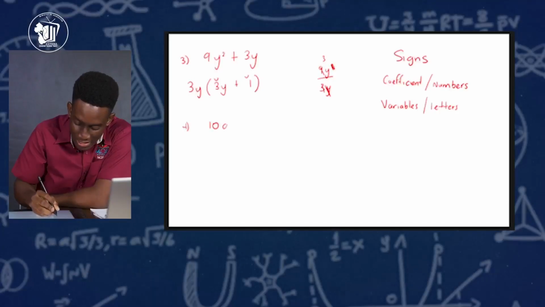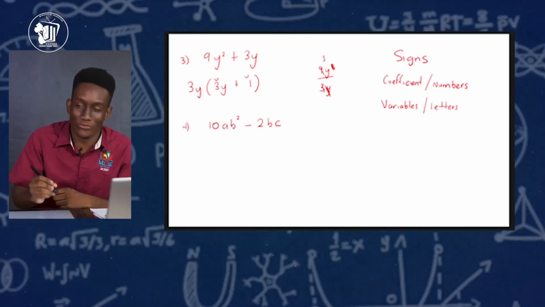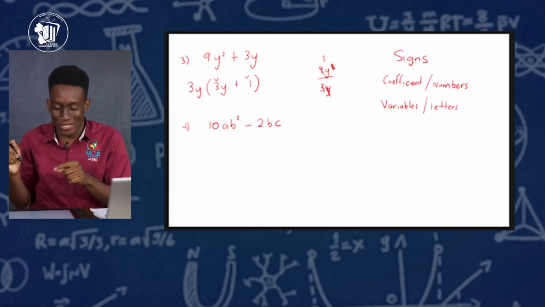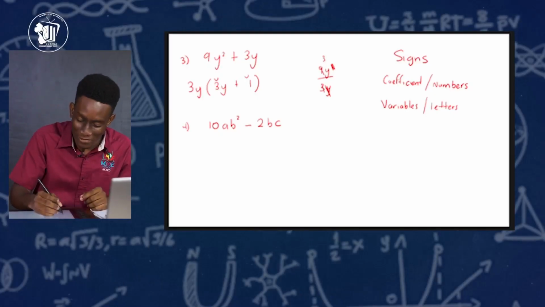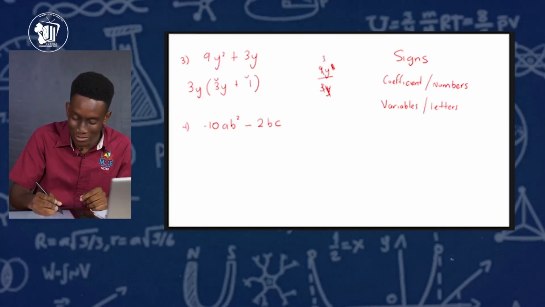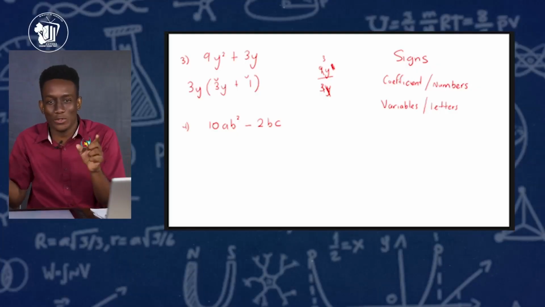So let's look at the last example under this way of factorizing. So let's say we had 10ab squared subtract 2bc. Now, one key thing to know when we are looking at the signs, whenever a sign is in front of the first term, that is a term here, that is what you're factorizing. So if you have a plus here, you know, a cheat code to factorizing.